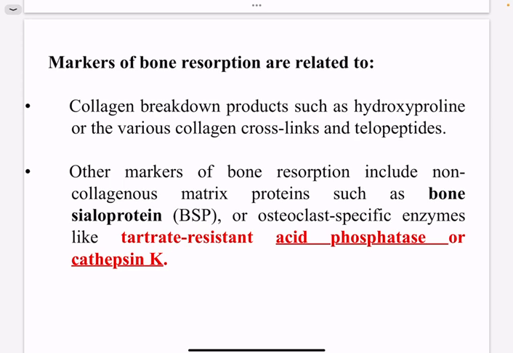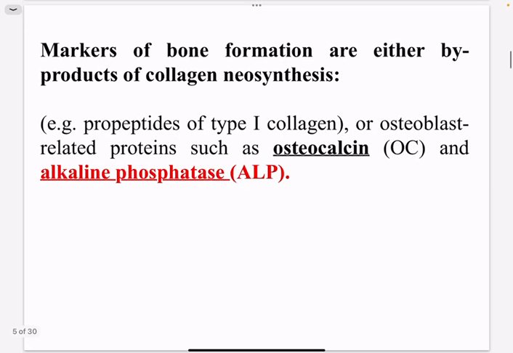And bone formation markers, mainly they will be alkaline phosphatase as an enzyme, and some types of proteins or peptides that are products of the collagen neosynthesis when you are forming the bone. So you will have fragments of the collagen, and mainly it will be type 1 collagen. We see these fragments in the serum as an indicator of bone growth, but we do not commonly do this in the lab.